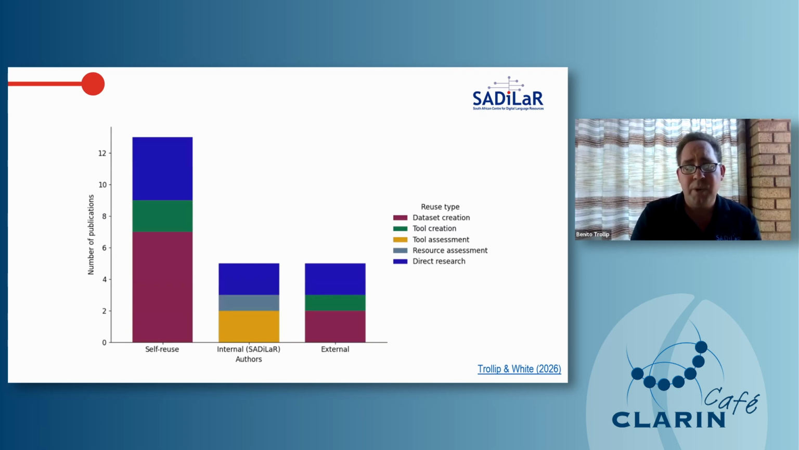And this is just one of the graphs from our article that you can access in the full article, just showing a bit of a distribution of the papers, the articles, or the publications we found and the way they were used. So we distinguish between the publication actually describing the data set creation or tool creation based on training data that's available on the repository, tool assessments, resource assessments, and then direct research where the data set is the focus of the research.